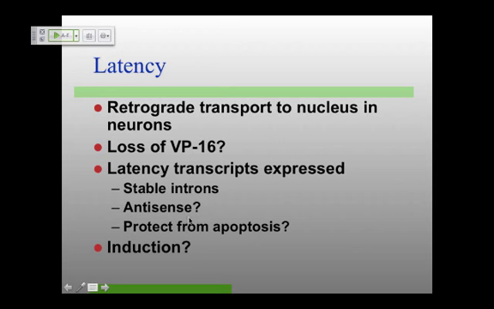What this is doing, again, you'll notice lots and lots of question marks here. Are they antisense? Are they important for protecting against apoptosis? How do you do induction? It's a very, very open question which is going on here.